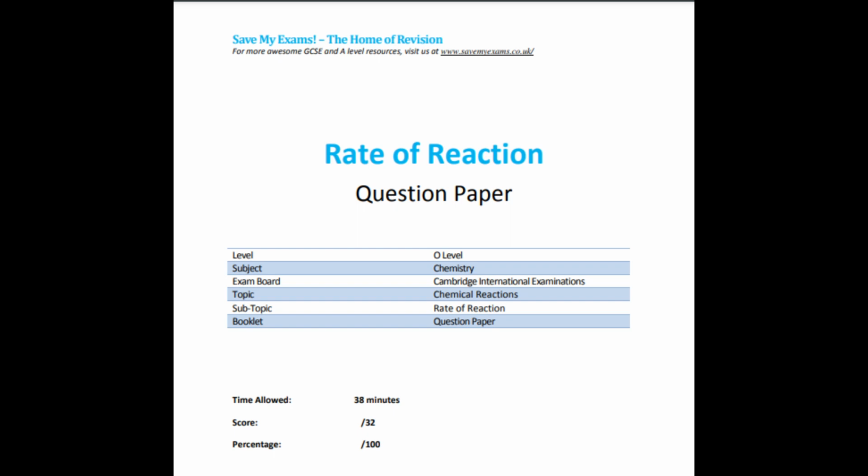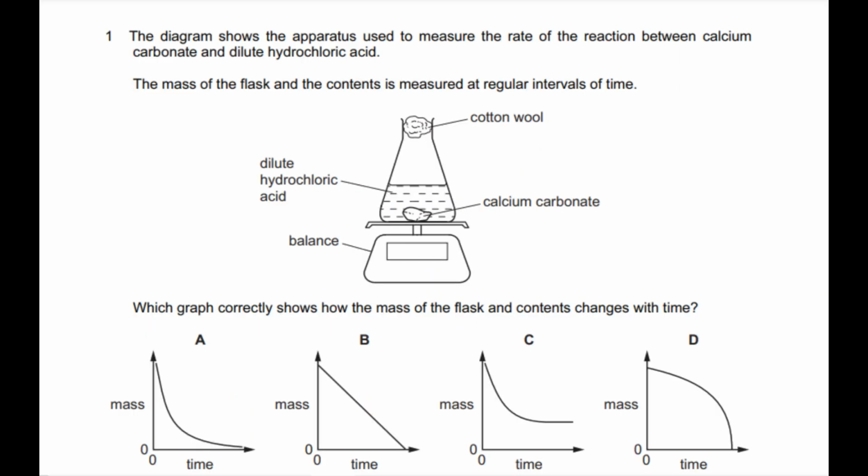This video will be explaining the past paper questions, paper 1 of the topic rate of reaction. Let's start from the first question. The diagram shows the apparatus used to measure the rate of reaction between calcium carbonate and hydrochloric acid.